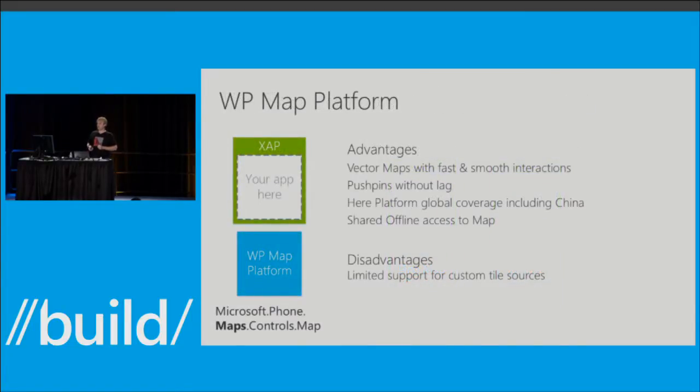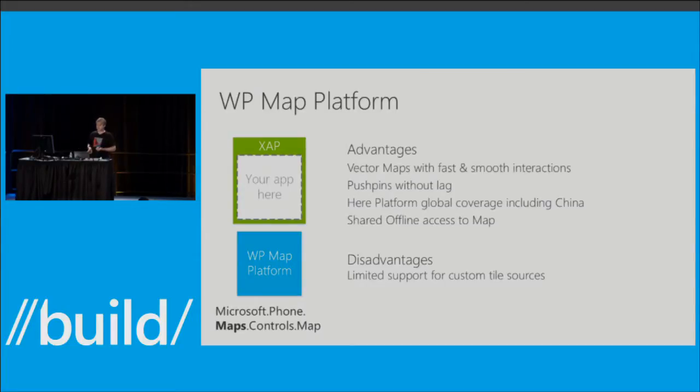All right. So there's some really cool advantages we get out of this OS map control wrapping the HERE map platform. One is we get super smooth vector maps with legless push pins. We can do this because from touch input to updating your XAML POI location on the map is all handled without having to have a single tick on your Silverlight UI thread. We do this all off thread.